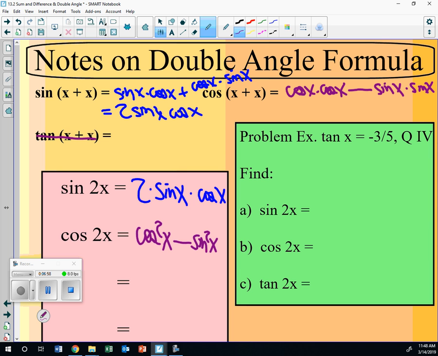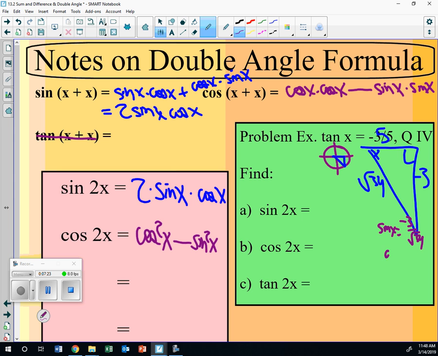Once you have those formulas, you're going to do the exact same thing you've always done. You're going to take a unit circle. If you're in quadrant 4, you make a triangle. Then you're going to fill it in according to your clues. Tangent x is opposite over adjacent. That'll make the hypotenuse the square root of 34. Then you're going to write sine of x is negative 3 over root 34, and cosine of x is 5 over root 34. Then you're just going to plug into the formula.